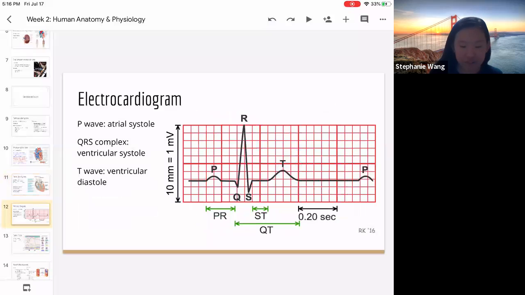Okay, next we have the electrocardiogram. You guys probably have seen this diagram at least somewhere before, maybe in a doctor's office or when you're reading a book and you see the electrocardiogram going crazy, but I'm not going to talk about any crazy ECGs right now. I'm just going to talk about the normal ECG. So you can see the P wave right here. P wave means atrial systole. And remember, systole means contraction. So the atria are contracting, which is what causes this little bump with the P wave.